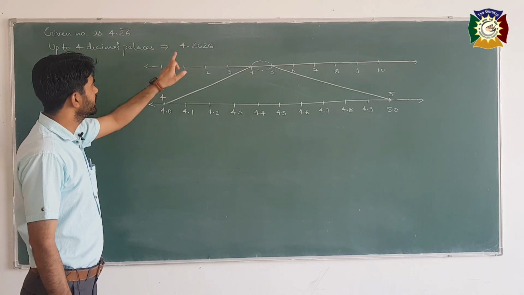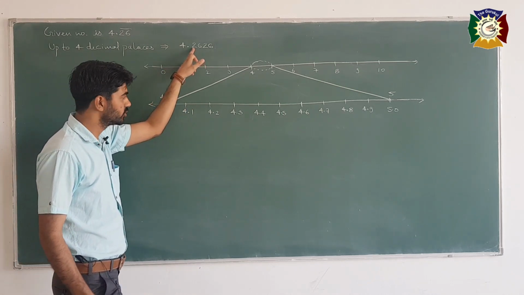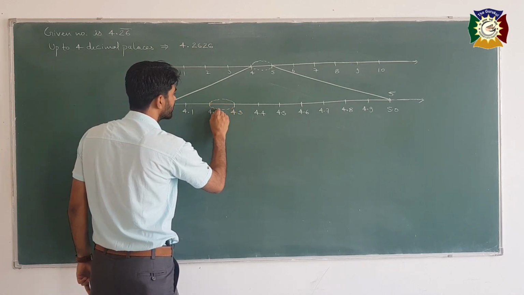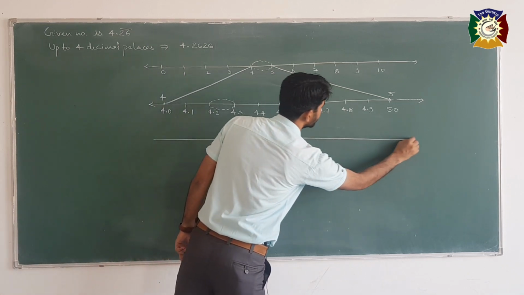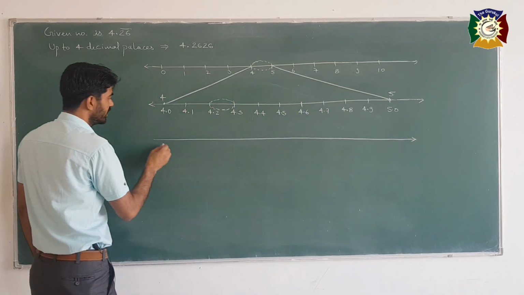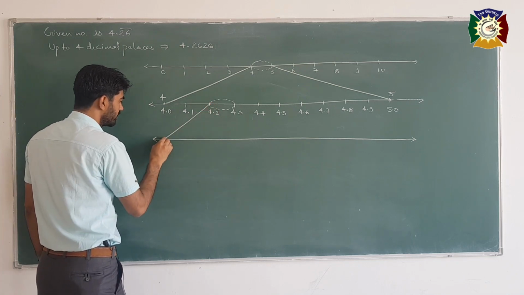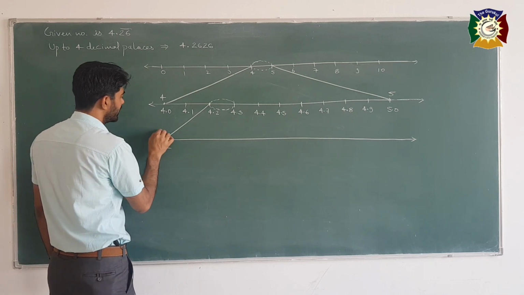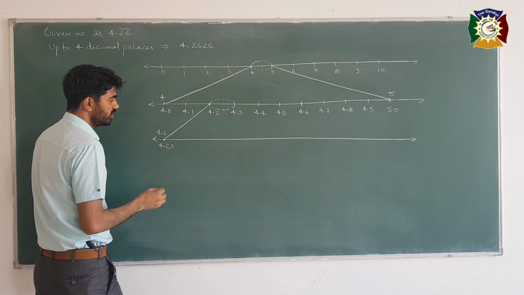Now our number 4.26 is greater than 4.2 and less than 4.3. It means the number is somewhere here. So again we will magnify this gap and let us see. I am writing this 4.2 here, and I can write it as 4.20.